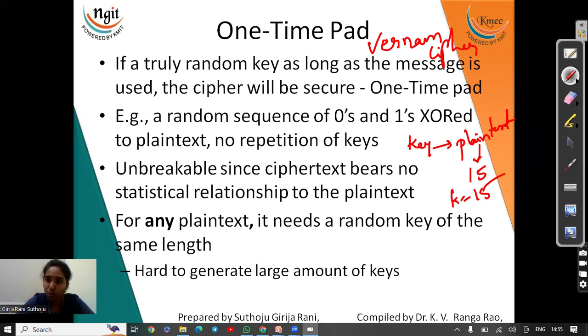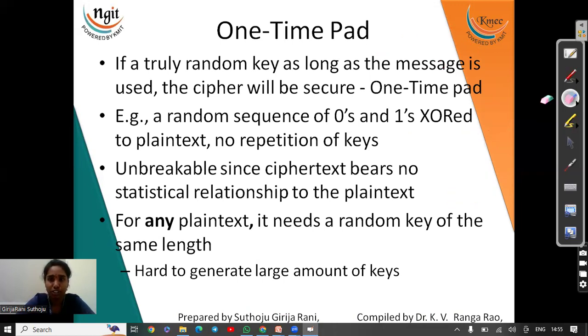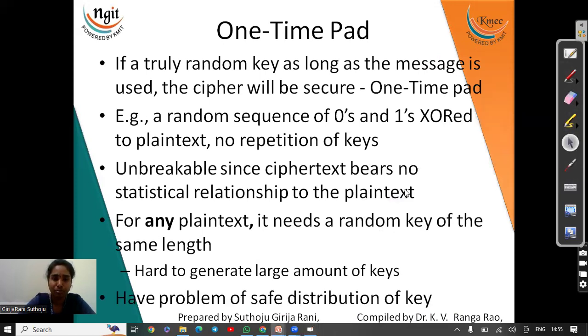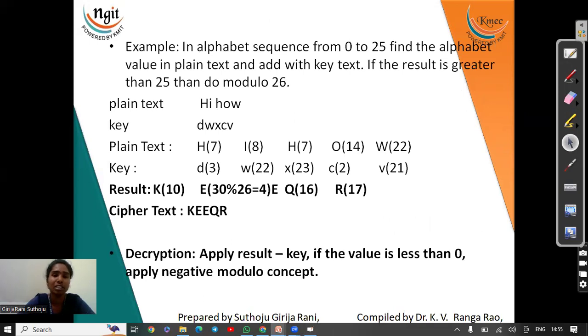Compared to the prior two types of substitution ciphers, Caesar and monoalphabetic, one-time pad is somewhat better. So let us see the working of one-time pad now. But the only problem in this is distribution of the key. Distribution of the key, with a number of intruders in between, will be the major challenge here. See the example properly.